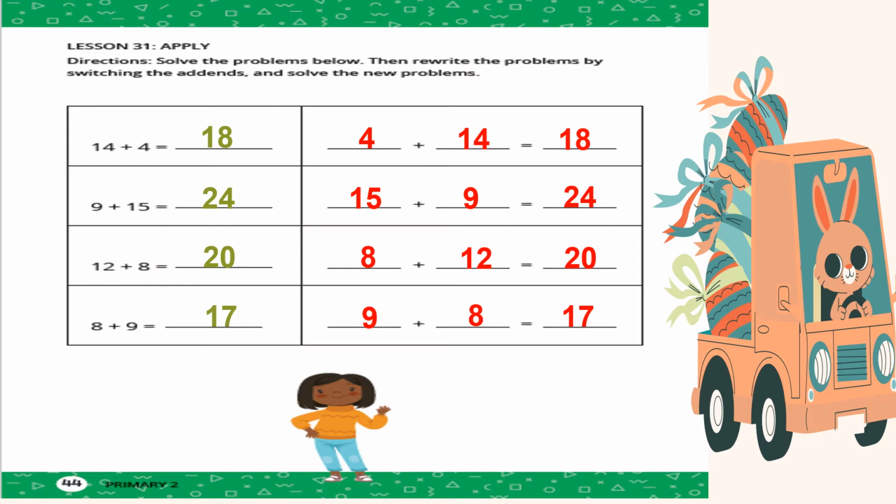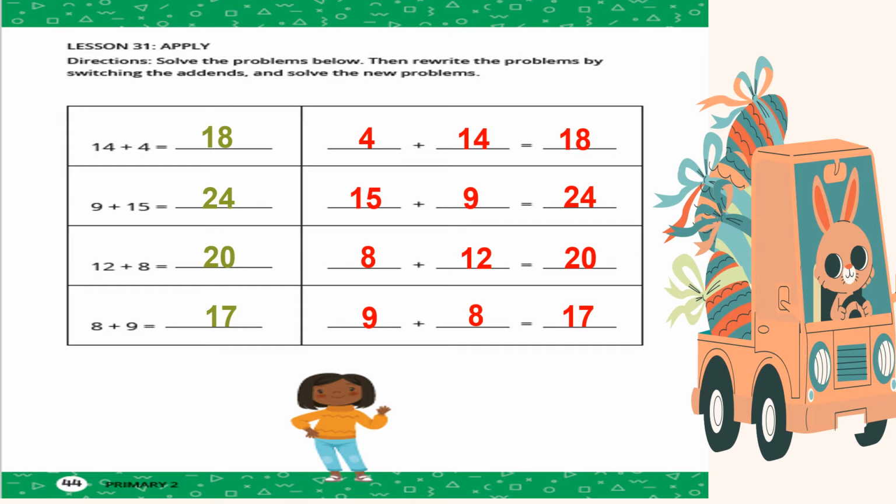12 plus 8. How can we solve 12 plus 8? Yes, we can make a family of 10. Which is the family of 10? 2 and 8. Right. 2 plus 8 equals 10. We have here 10. 10 plus 10 equals? Yes, 20. So switch the addends. 8 plus 12 equals also 20.